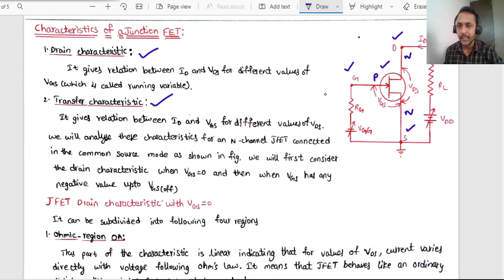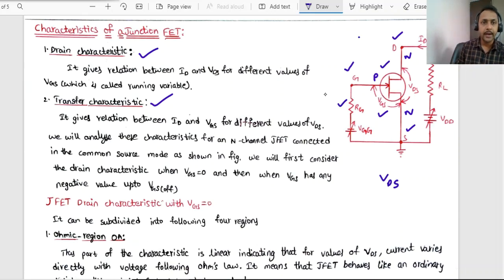Now VGG indicates the gate voltage with respect to the ground, right? And VDS indicates the drain to source voltage, and RL, the load resistor, you have connected to the drain terminal, and VGS is the voltage between the gate and source. RG, in order to make the gate terminal not floating in air, a resistor RG is connected in series to the gate terminal.